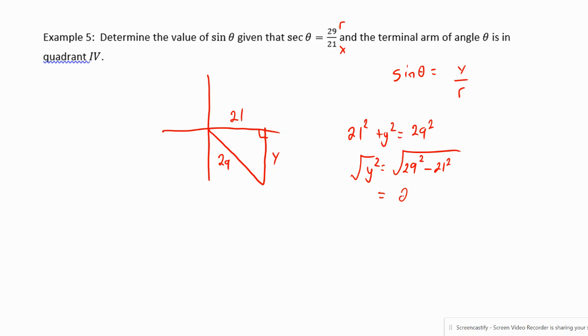Okay. Now, in this case, it should be plus or minus 20 normally, but since y is going to be in the negative direction going down, we're actually below the x-axis over here, this is going to be a value of negative 20, like this. So, therefore, sine theta is y over r, which is negative 20 over 29.